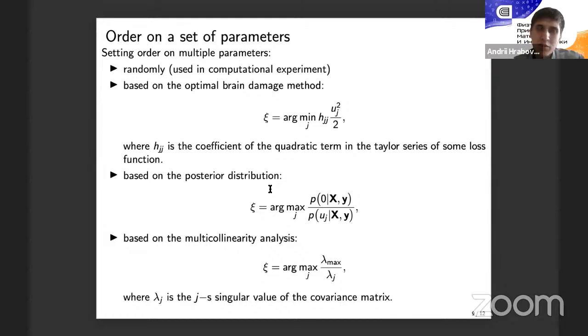In the previous two slides, we did not specify the choice of neurons or layers to delete. It's proposed to set some order on the set of neural network parameters. Firstly, we can use a random order on the set. We can always do that, but we can also use the optimal brain damage method presented by LeCun in 1989, or a method based on posterior distribution analysis, or multicollinearity analysis to set some order on the parameters and delete one by one from this order.